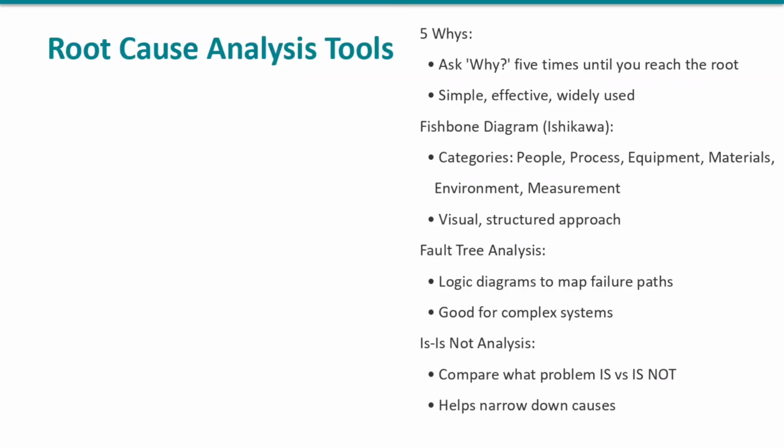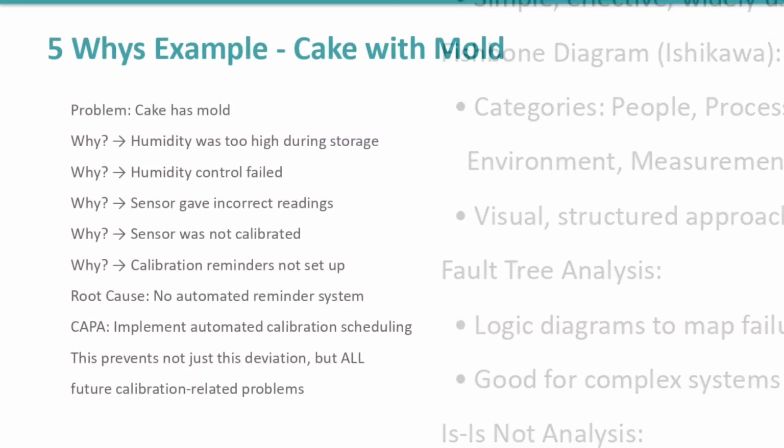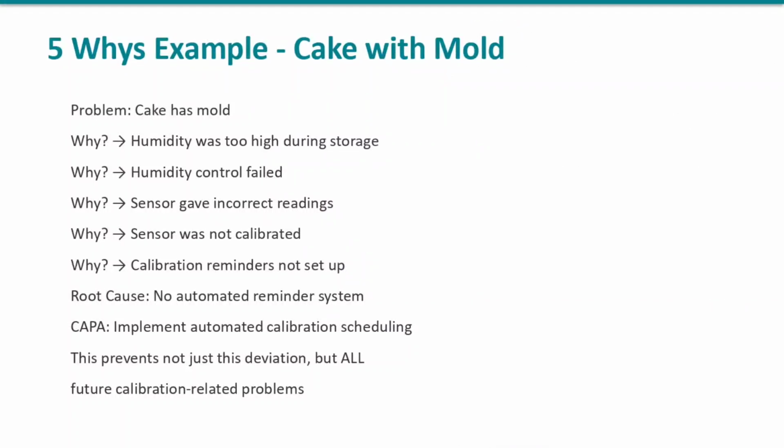Let me give you a cake example using 5 Whys. Problem is cake has mold. Why? Humidity was too high during storage. Why? Humidity control failed. Why? Sensor gave incorrect readings. Why? Sensor was not calibrated.